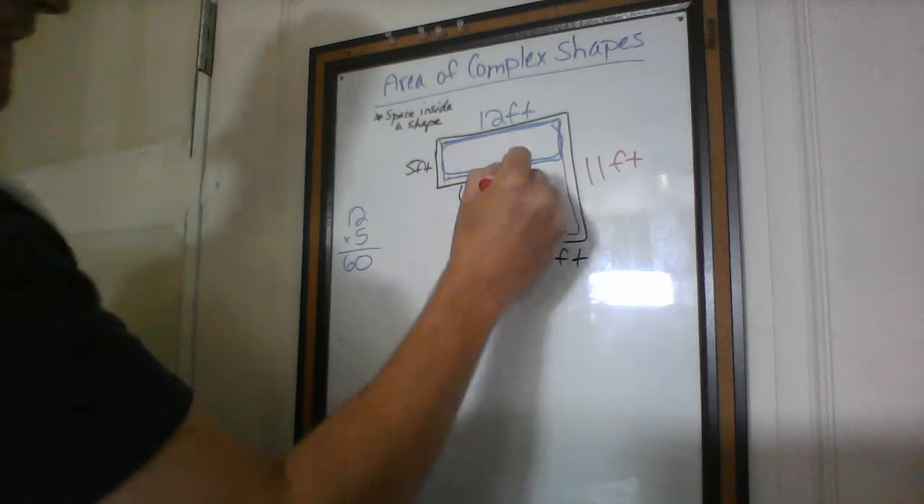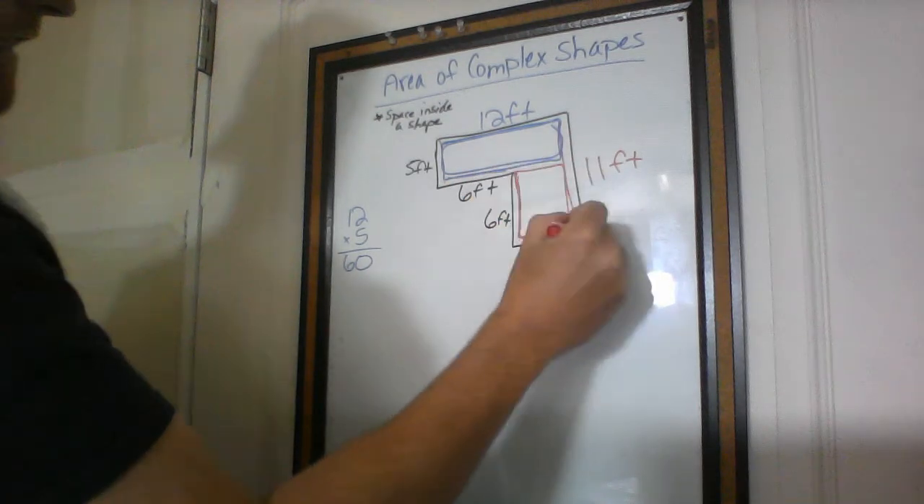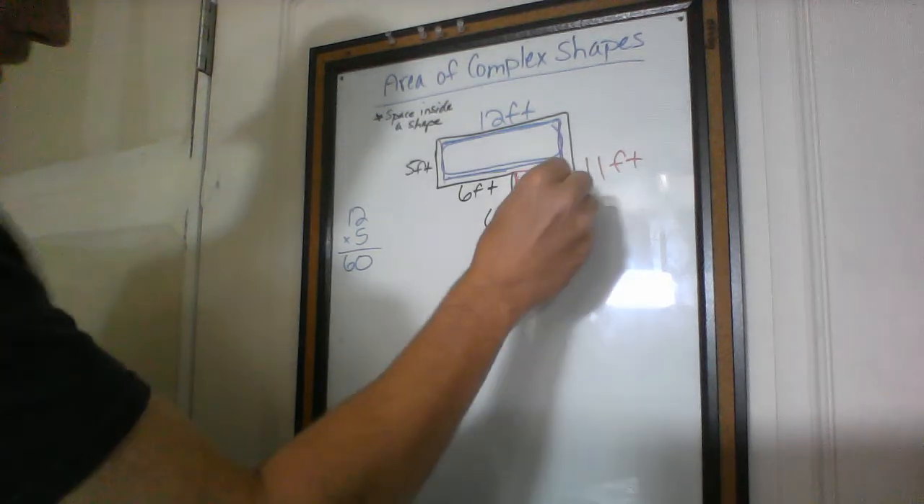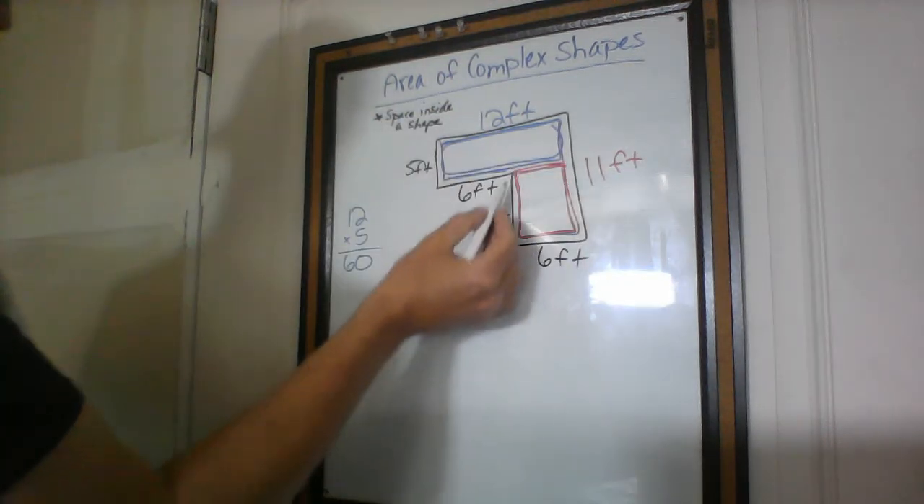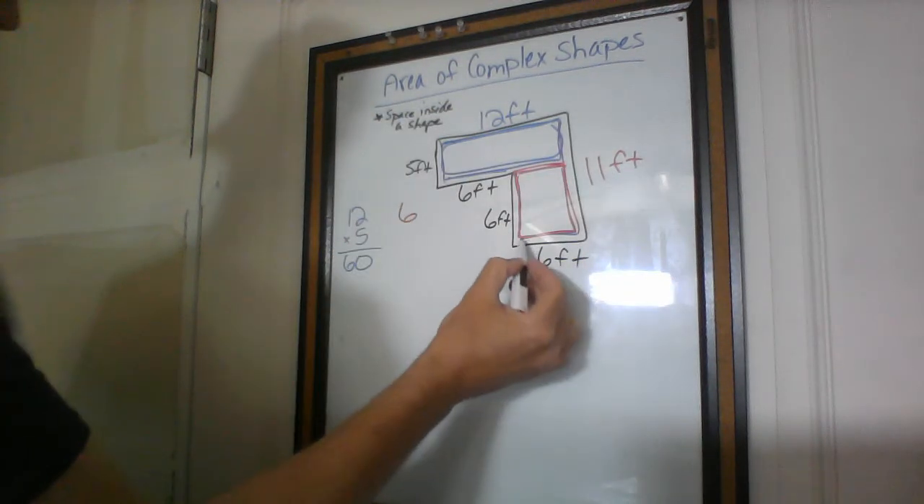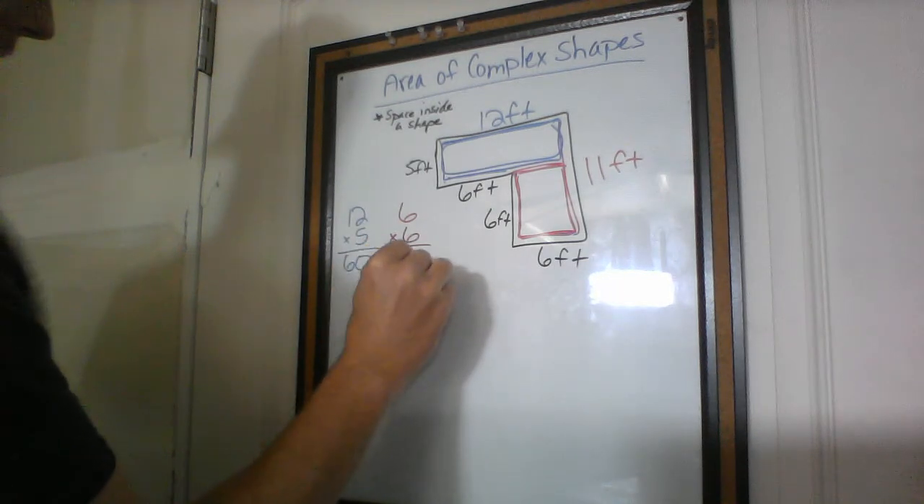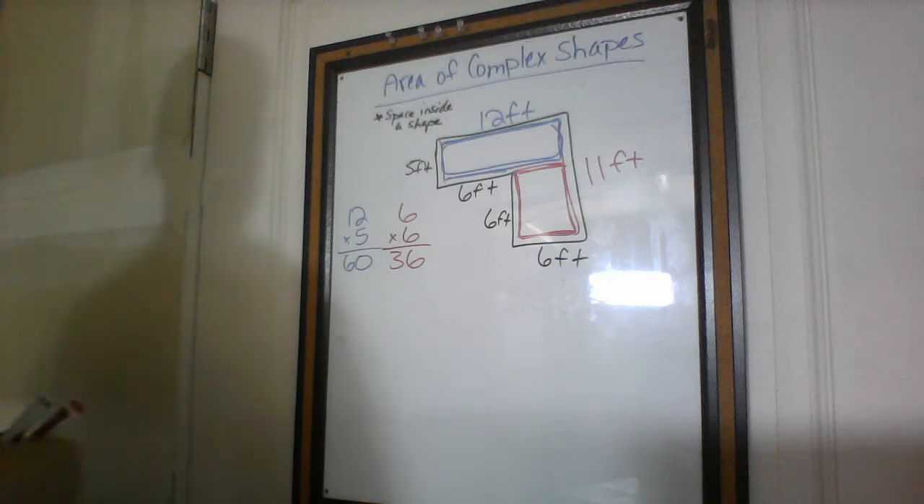Time to figure out the other one. Mark that one off. Okay. We're using that entire 11? Nope. We stop right there. So we use our height at 6, our base at 6. We're going to multiply 6 times 6 to get 36.